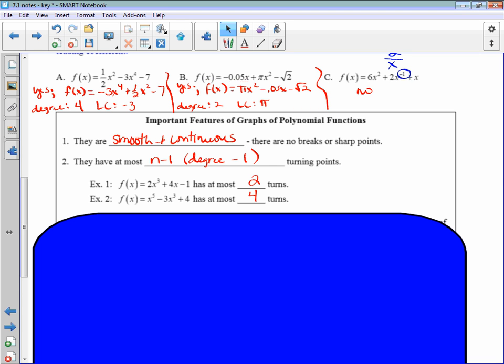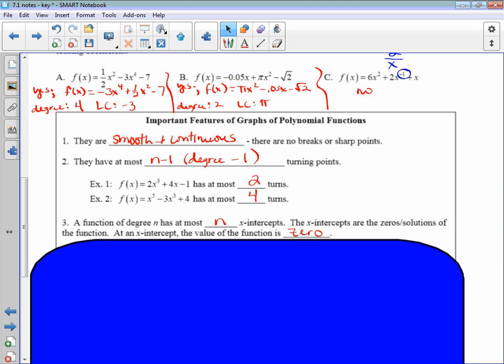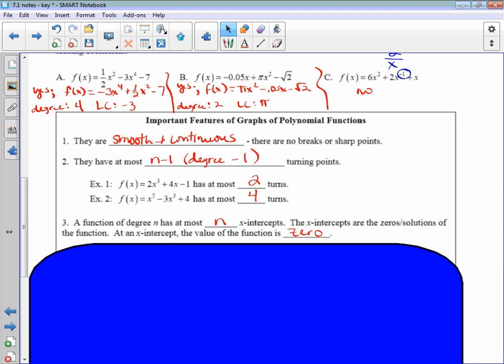A function of degree n has at most how many x-intercepts? Close. It's just n. So whatever the degree is, like if it's x to the fourth, then you could have 4 potential x-intercepts. You might have fewer than that. You might have double roots. You might have imaginary roots, all of those things. But at most you would have whatever the degree is.